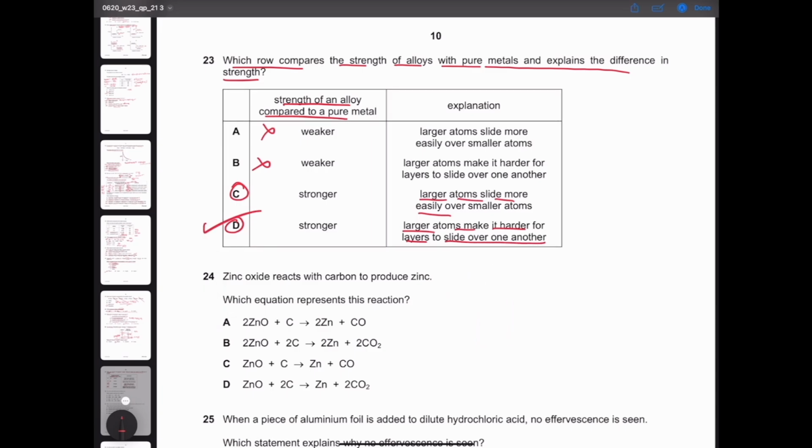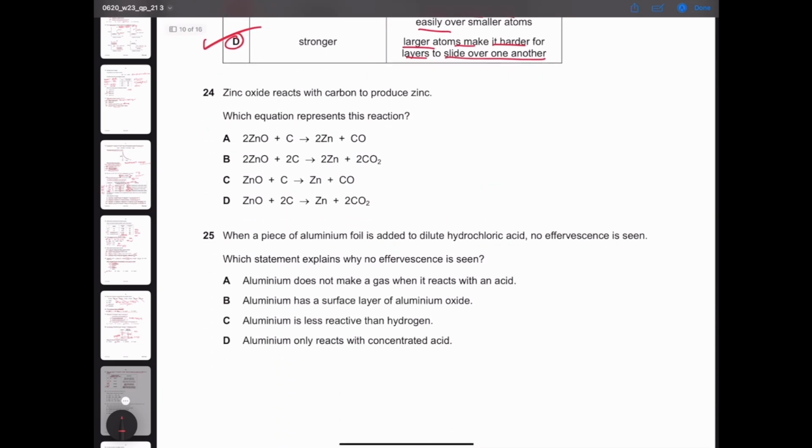Now, zinc oxide reacts with carbon to produce zinc. Now just think about it. Zinc oxide reacts with carbon to produce zinc. It means zinc oxide is getting reduced here. Zinc is losing oxygen, right? Loss of oxygen is reduction. So now you need to look at the equation which is balanced only. All the equations are nearly the same. One contains carbon monoxide, the other contains carbon dioxide. So you just need to look at the equation which is balanced.